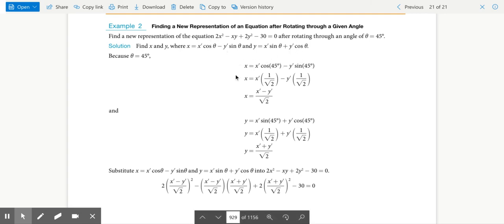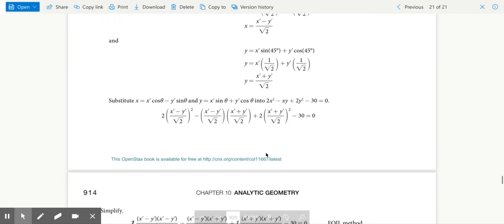So in the x equation, that's going to look like this. We have x prime times 1 over the square root of 2 minus y prime times 1 over the square root of 2. The denominator is the same, so that simplifies down into x prime minus y prime over the square root of 2. Same thing's going to happen with the y equation, except it's plus this time. So we're going to get x prime plus y prime over the square root of 2. It's not always quite this clean, but because it's 45 degrees, and so cosine of 45 equals sine of 45, it makes it much cleaner.